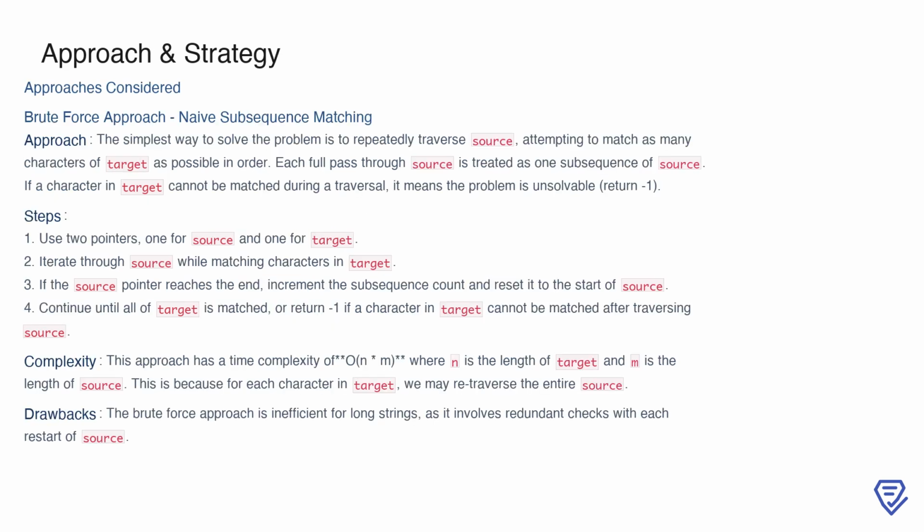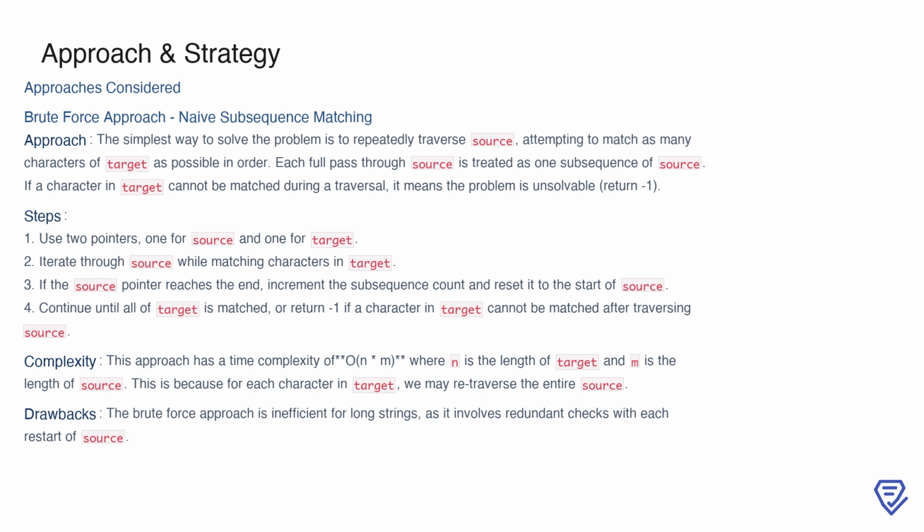To start, one approach we could consider is the brute force method of subsequence matching. Here, the idea is to repeatedly traverse the source string and match as many characters from the target string as possible in sequence. Each full traversal of source represents one subsequence used. The process involves 2 pointers, one for source and one for target. As we iterate over the characters, we match what we can. If the source pointer reaches the end, we increment the subsequence count and reset the pointer to the beginning of source. This process continues until all of target is matched.